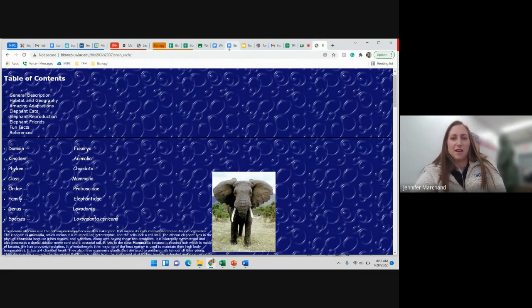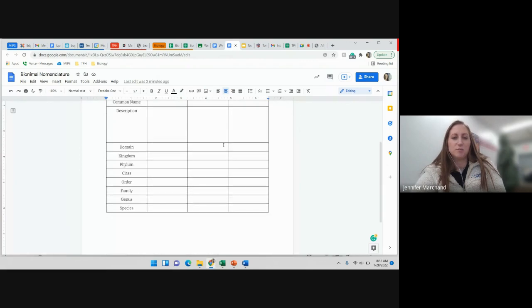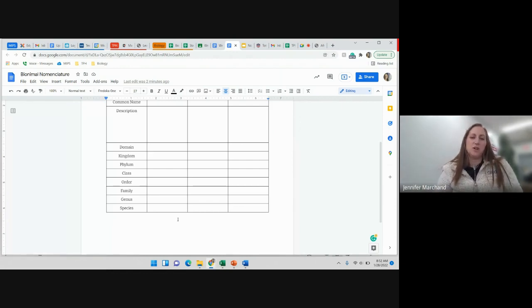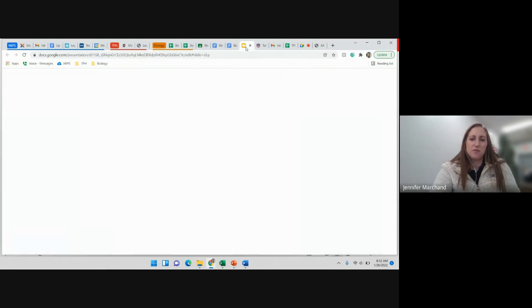So back to that sheet that we were working on, you just plug those in: domain, kingdom, phylum, class, order, family, genus, and species. It's really simple. I'm not trying to make this hard on you guys. I just want you to be able to look up this information and understand the way that organisms might be classified. So let's get started with our information for this week.